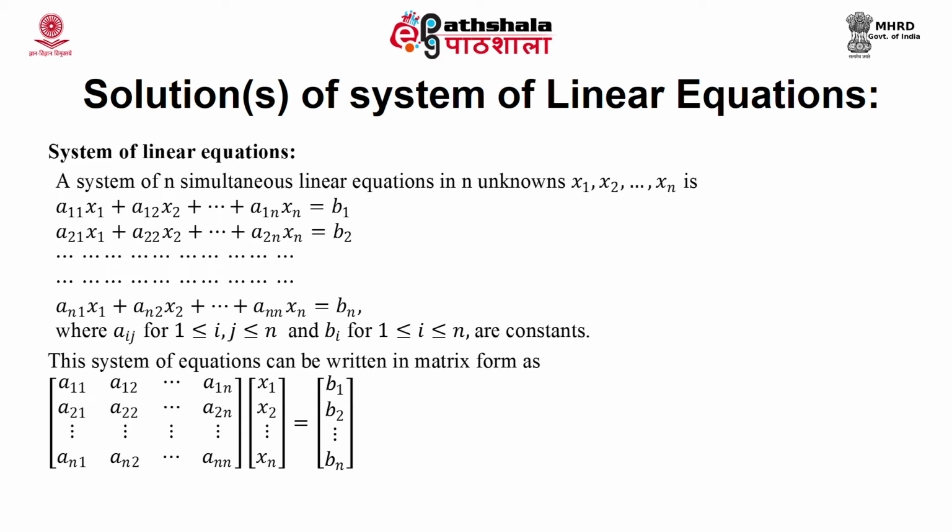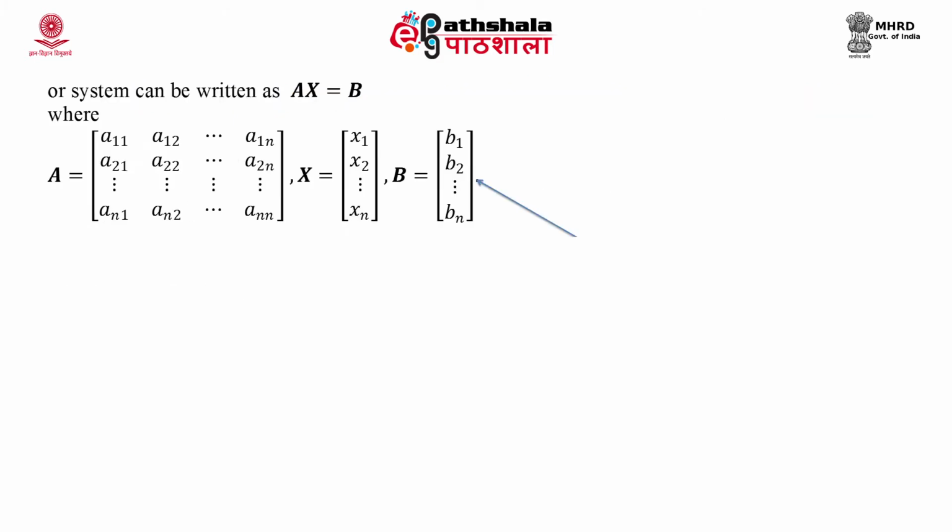This system of equations can be written in matrix form as this, where the first matrix is called the coefficient matrix, the second column matrix, that is x1, x2, ..., xn, is called the variable matrix, and the last is the right hand side. So the system can be written as Ax = B, where A is a square matrix of order n by n, x is a column matrix, and B is also a column matrix.